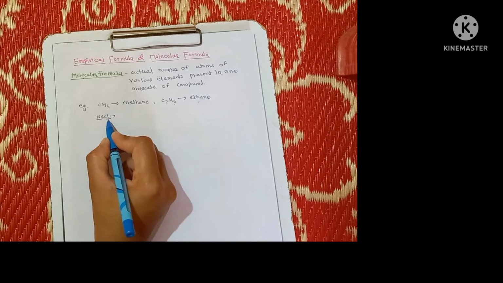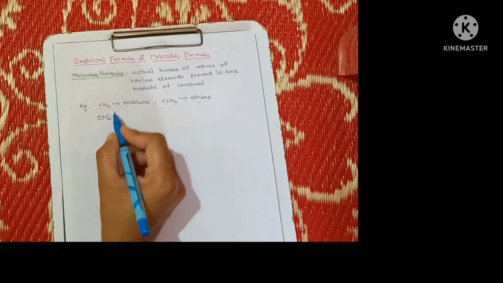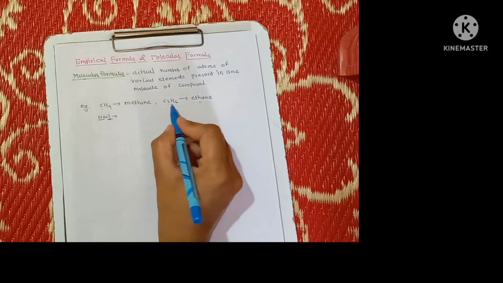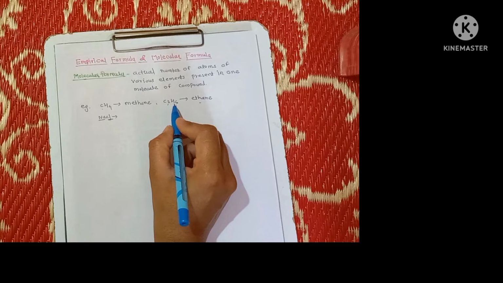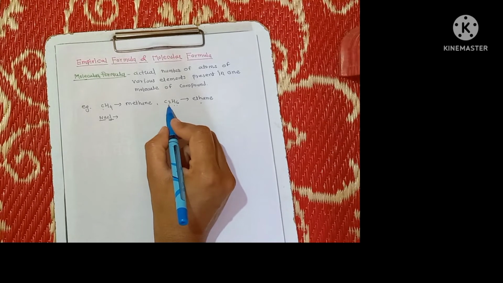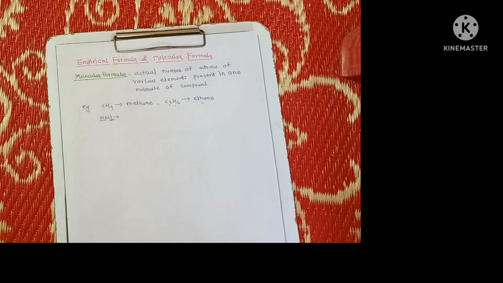How to write the molecular formula? By using their valency. Here the valency of carbon is 4 and the valency of hydrogen is 1. Here also the valency of carbon is 4, the valency of hydrogen is 1. With the help of this valency, we have to draw the molecular formula of different molecules.